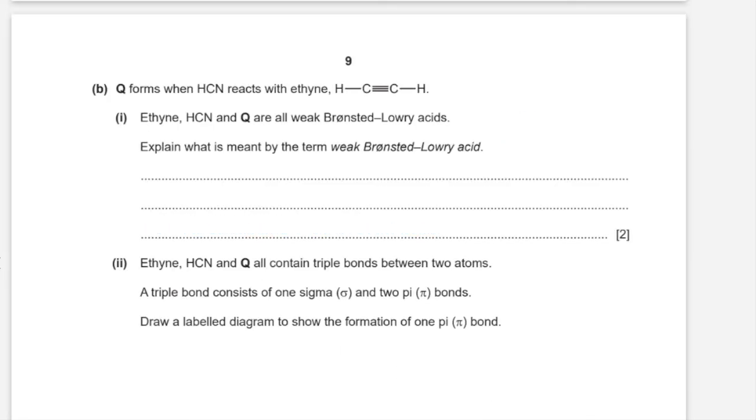Q forms when hydrogen cyanide reacts with ethine. Ethine, hydrogen cyanide and Q are all weak Bronsted-Lowry acids. Explain what is meant by the term weak Bronsted-Lowry acids. They are proton donors that do not fully dissociate into ions when in solution, or in other words, that give a low concentration of hydrogen ions in solution.